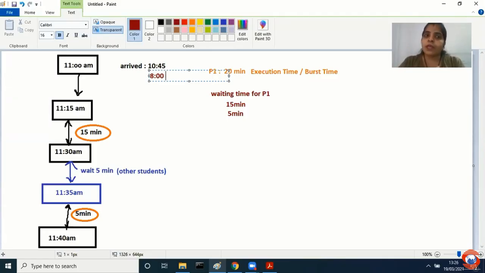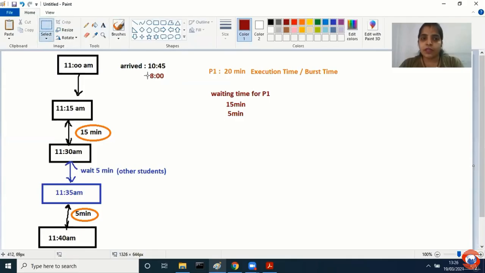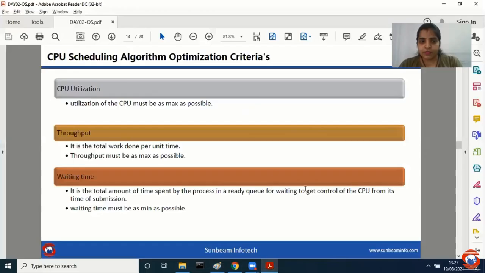Please understand, you cannot say that this process arrived at 10:45, which means that the process waited for me from 10:45 to 11:15, for 30 minutes. No. Have you understood what waiting time is? Not near the arrival time, at the arrival time, you can say. From this arrival time, how much did I make it wait? 15 minutes. So the waiting time of this process is 15 minutes. Is it okay, everyone? So this is called waiting time.